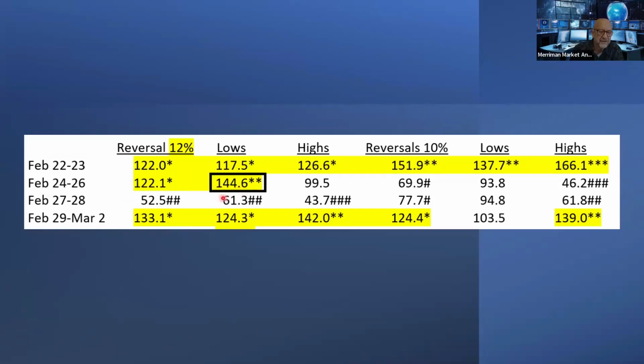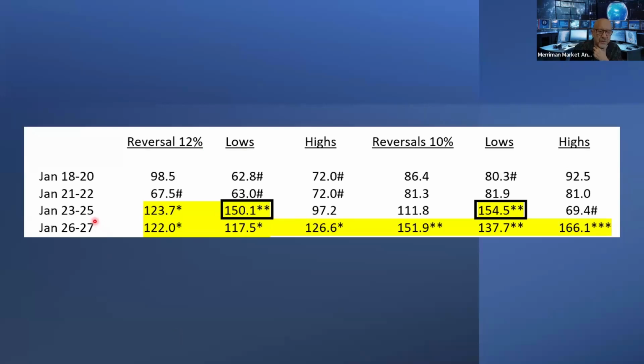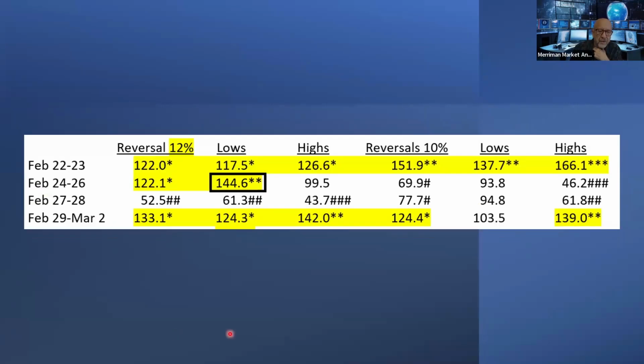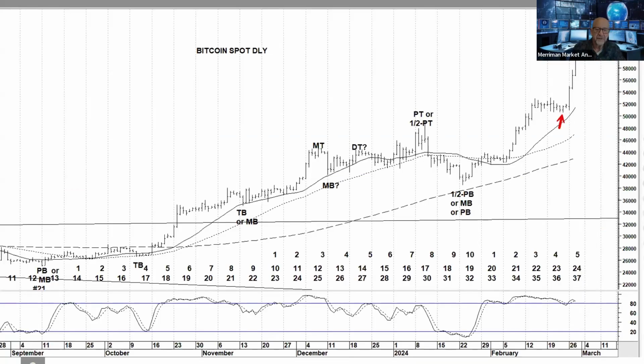So remember these dates. The first one was January 23rd to 25th. We're looking for a low. We're looking for another low, February 24th to 26th. Now let's look at those dates here. And you'll see that the Bitcoin stock market did in fact make a low here on January 23rd. That was the low.